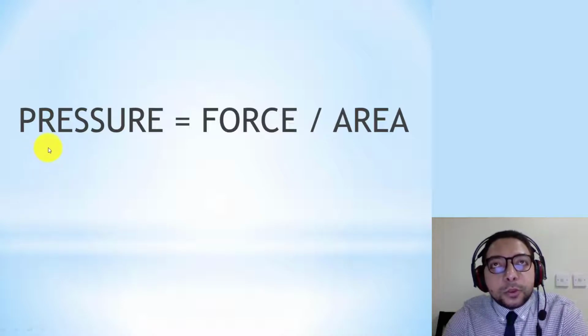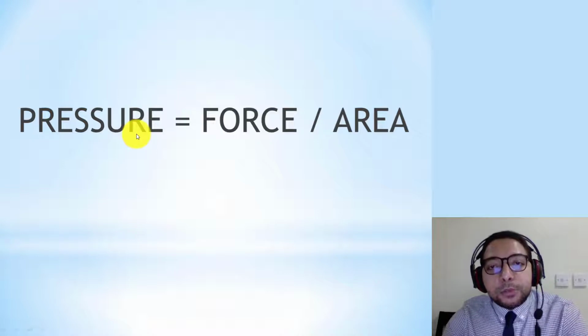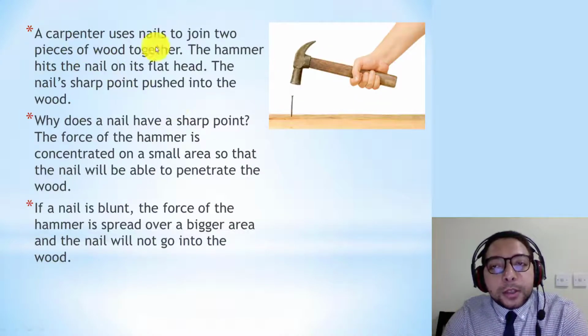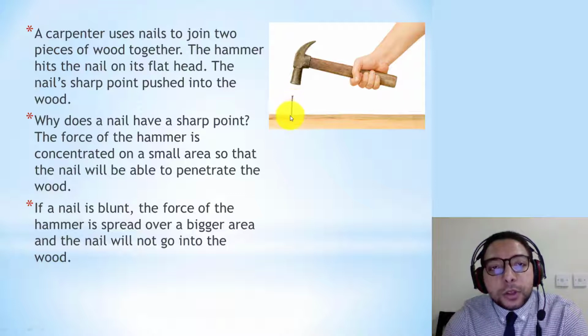First we're going to take the equation for how to calculate the pressure. Pressure can be calculated by dividing the force by the area. Same as density, where density equals mass divided by volume, here pressure is force divided by the area. As you can see in this picture, a carpenter uses a nail to join two pieces of wood together. The hammer is used to hit or apply a certain force on the nail in order to make the nail go through the wood.